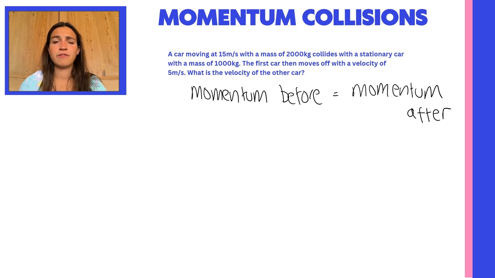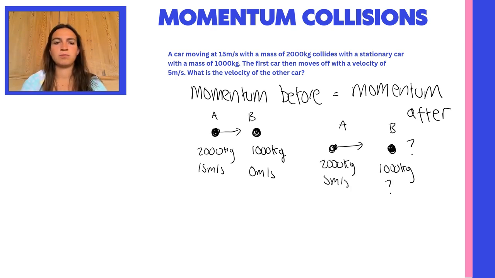Next, there's a lot of information in that question. It took me ages to read it out, so I'm going to draw a little picture of what's going on so I can see things more clearly. I've labelled one car A, one car B, and I've put all the relevant masses and velocities next to them for both the picture before and the picture after. And then this is how I tend to structure my answer.